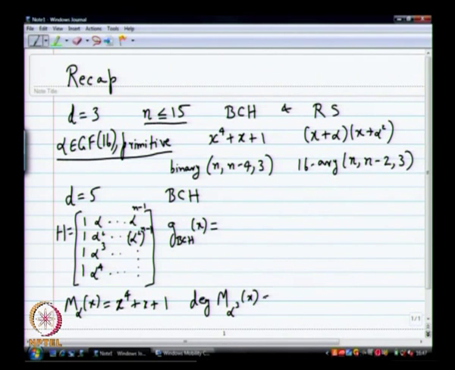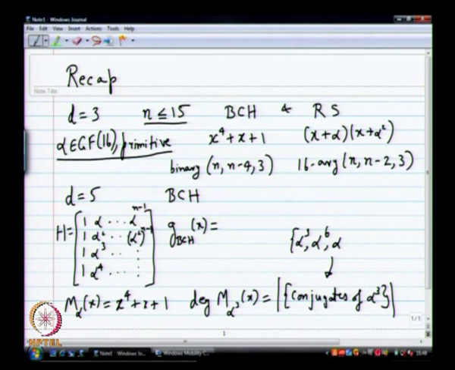This is basically the size of the set of conjugates of alpha power 3. So what are the conjugates of alpha power 3? Alpha power 3, you square it, alpha power 6, square it again, alpha power 12, square it again, alpha power 9, then you square it again and you get 3 again. So you can stop. The size of that is 4. How did I get this result that it is the size of the conjugates?